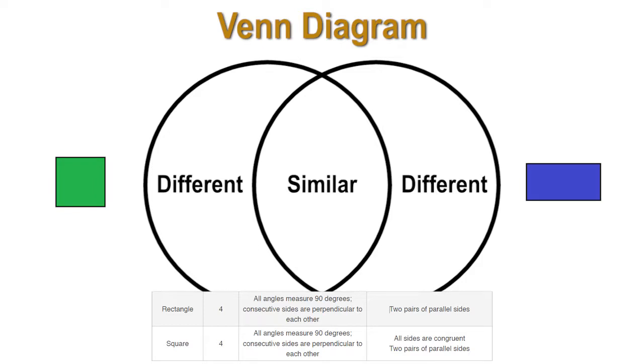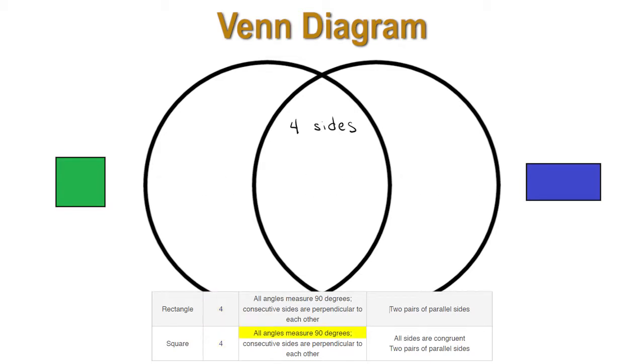Let's start by looking at the attributes of a square. There are four sides. A rectangle also has four sides, so this will be listed in the overlap because it is something they both have in common. A square has all right angles. So does a rectangle. This will go in the overlap. A square has four congruent sides. A rectangle does not, so this will go in the square-only portion.